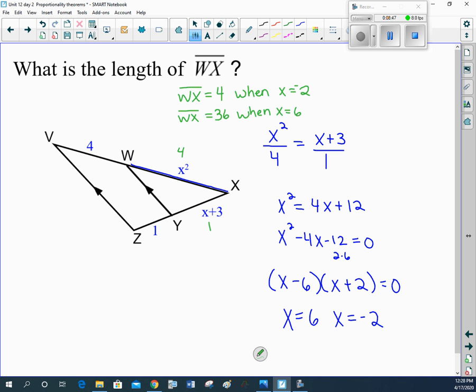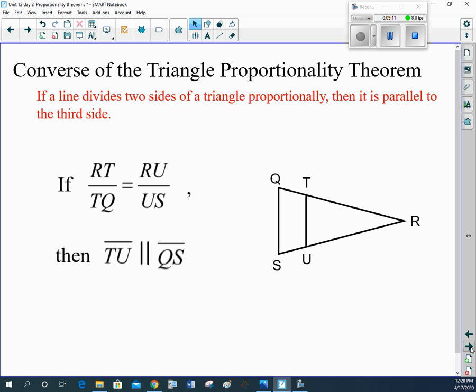So if it's 36, probably not, it's not exactly drawn to scale for either one, but anyway, that's what it would look like. So both answers work. You could have 6 or negative 2. It's okay to get a negative x. It's just not okay to get a negative side length when you substitute x back in when you're solving the problem.